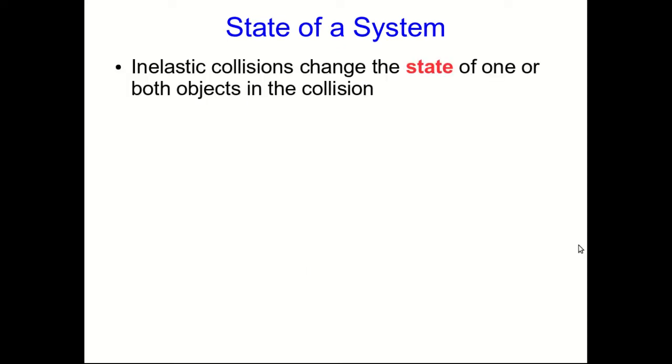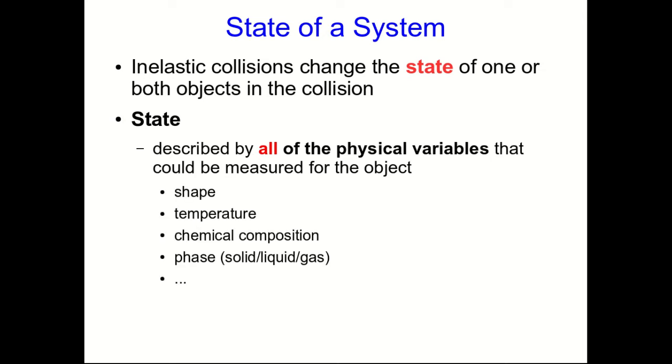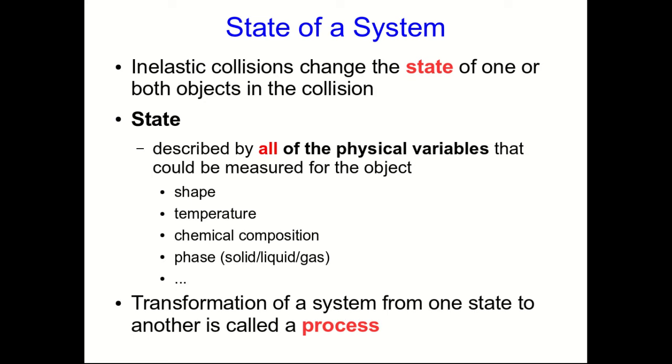To talk about this, we'll say that these inelastic collisions have changed the state of one or both objects in the collision. What do I mean by state? Well, it's the configuration of the system, as you could describe by every single physical variable that could be measured for the object. So it includes everything: the shape of the object, its temperature, its chemical composition, its phase, right? Is it solid, liquid, or gas? Anything you can measure is part of the state of the physical object. Any transformation of a system or an object from one state to another is called a process.